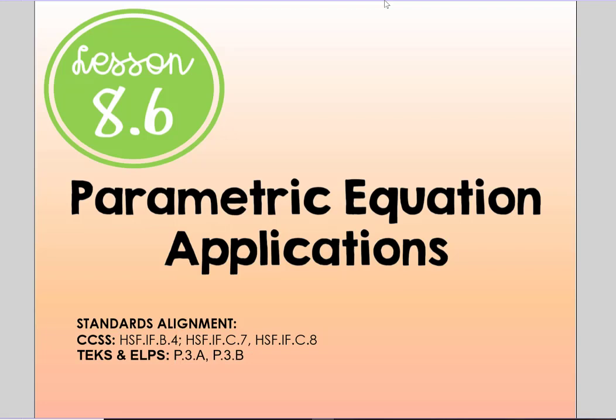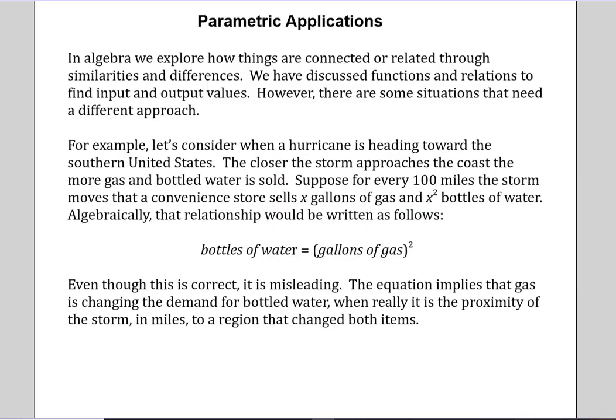Hello, today we're looking at our last lesson in Unit 8. We're talking about application problems related to parametric equations. In algebra, we explored how things are connected or related through similarities and differences. We've looked at functions and relations to find input and output values. However, there are some situations that need a different approach.